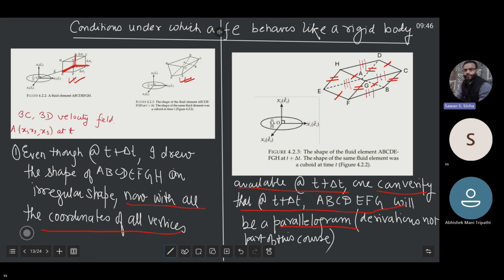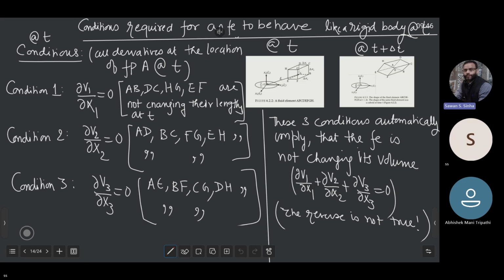So I have all the information, and that's why I am in a position to identify the conditions under which this cuboid refuses to become a parallelogram. Actually, a cuboid is also a parallelogram, strictly speaking, but when I say parallelogram, I mean the angles are no more 90 degrees. Okay. These are the conditions required for a fluid element to behave like a rigid body at time t. All derivatives are at the location of the fluid particle at time t. Just reminding you. Condition 1. This should hold good.